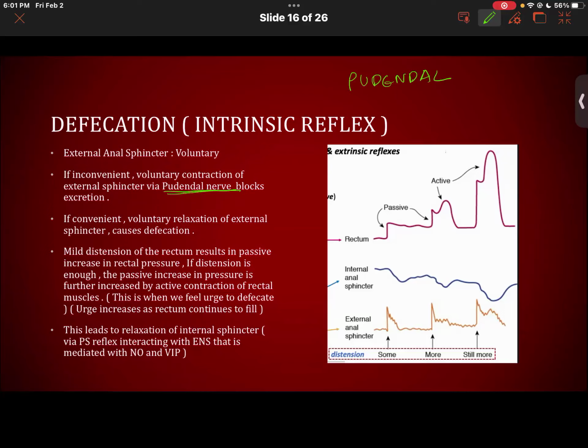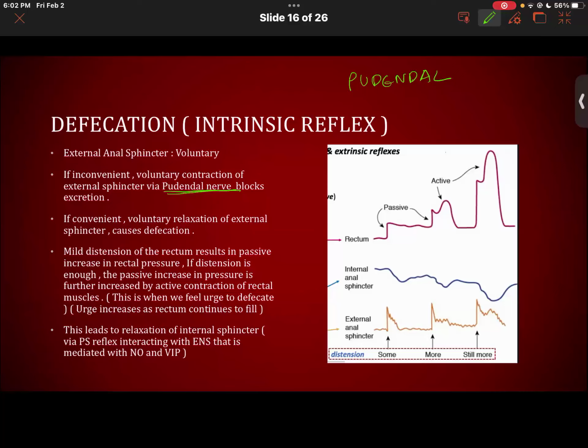So we have a nerve called the pudendal nerve that supplies the external anal sphincter. And if we're in an inconvenient condition where we do not want to defecate, then the voluntary contraction of the external sphincter will be via the pudendal nerve. Okay, and this blocks excretion because it closes the sphincter, right? If it's convenient, there will be voluntary relaxation of the external sphincter, causing defecation. So if it's convenient, there will be relaxation. If it's inconvenient, there will be contraction via the pudendal nerve.